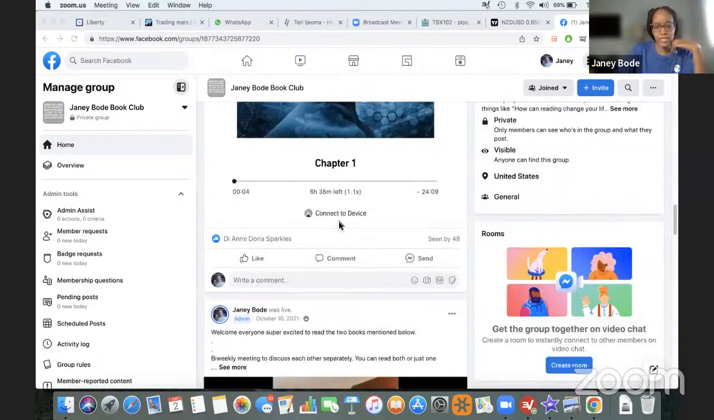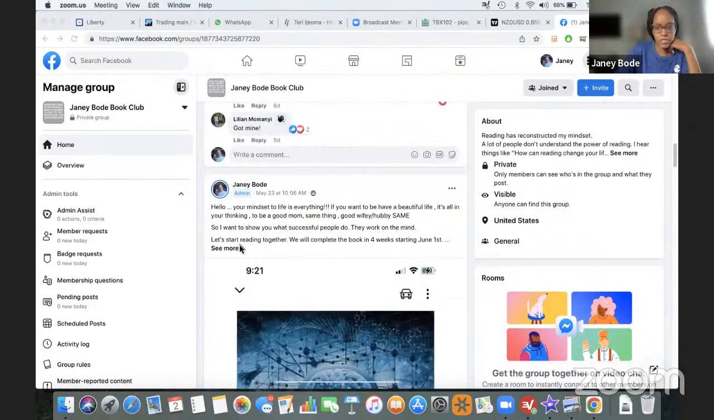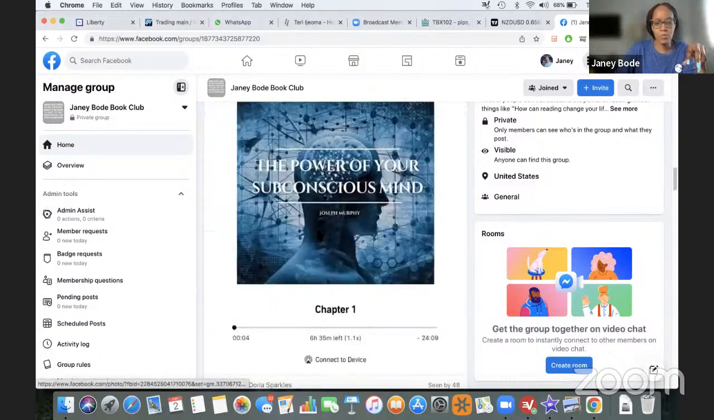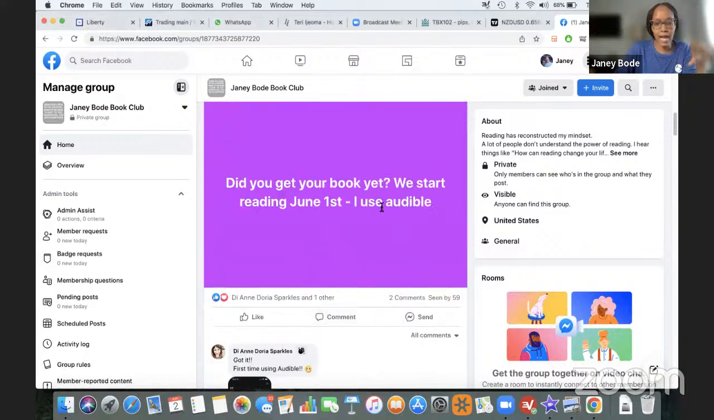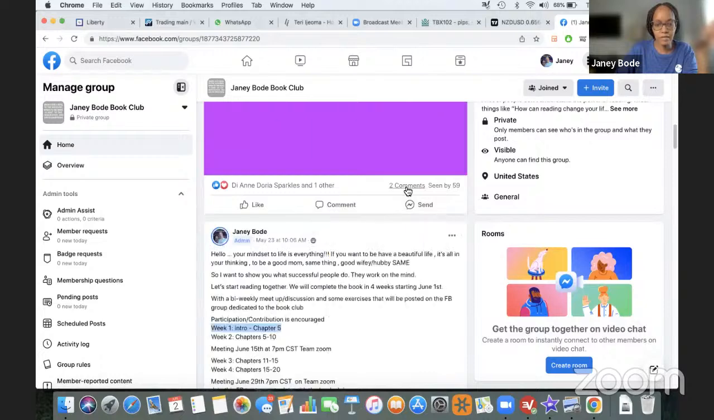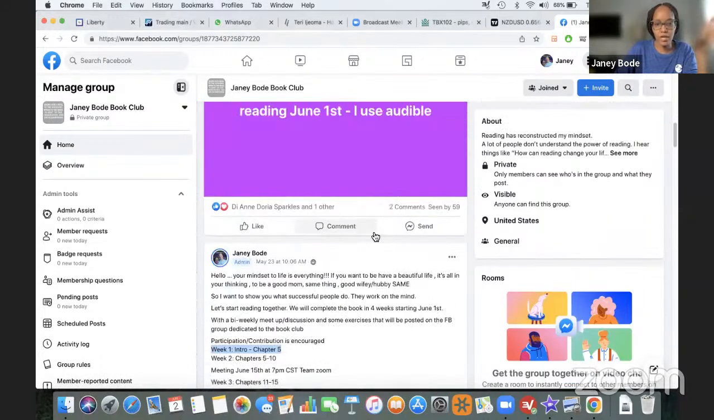We have broken down how we're going to read this book all the way to the end of this month, the 29th, and we have a meeting on that day. So week 1 is this week. We're reading chapter 1 to chapter 5. Week 2, we're reading chapter 5 to chapter 10. But we're also now commenting on what we're reading. If you want, you go ahead and comment here.